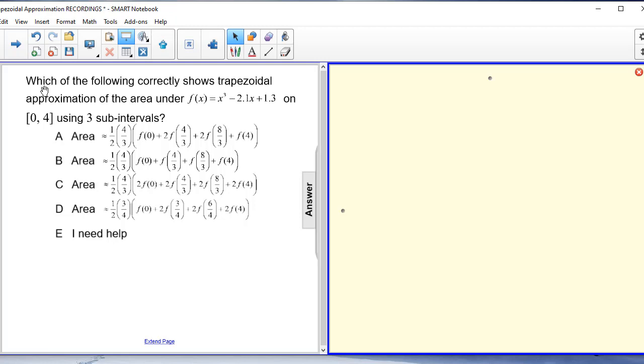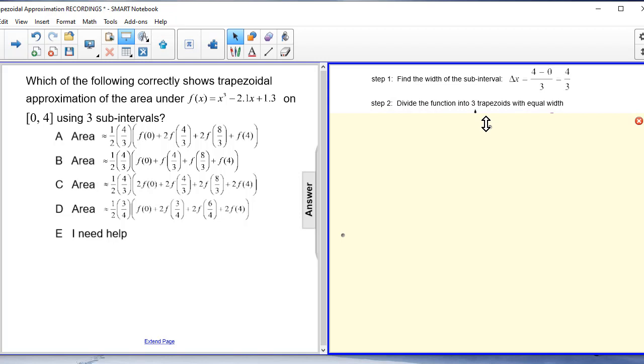Which of the following correctly shows trapezoidal approximation of the area under the curve represented by f of x equals x cubed minus 2.1x plus 1.3 on a closed interval 0 through 4 using 3 subintervals. Step 1, we're going to calculate the width of each subinterval. So delta x is equal to 4 minus 0 divided by 3. So the width of each subinterval is going to be 4/3.